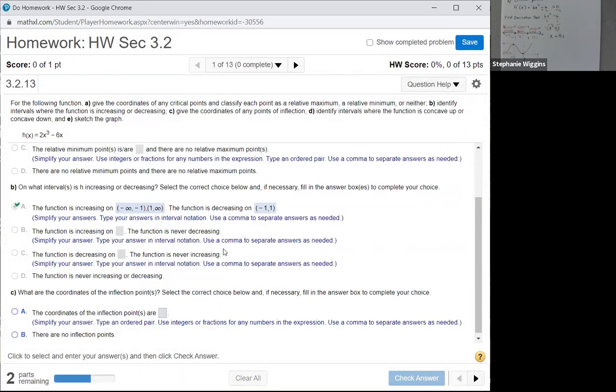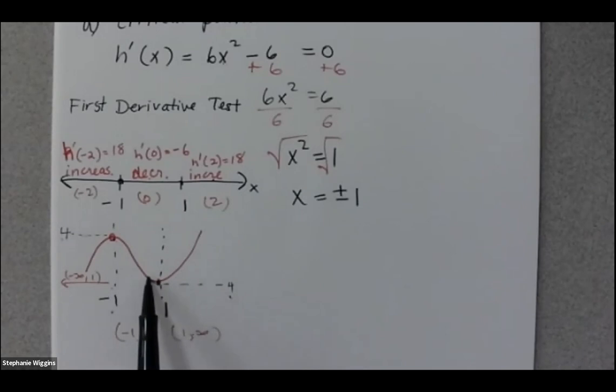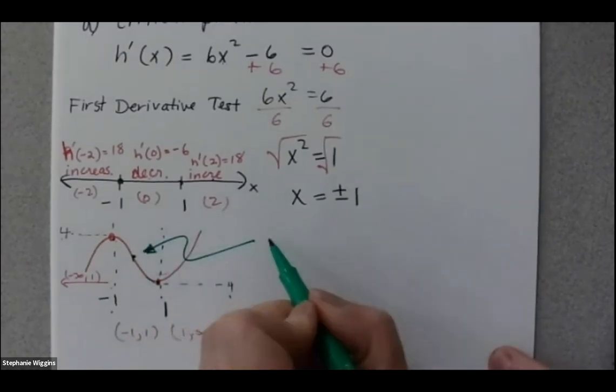Then part C says, what are the coordinates of the inflection points? Now, concavity has to do with the second derivative. Concavity tells us, is it opening up or down? So if you look at this picture here, because this is kind of shaped, bending downward like a frown, this is concave down. And then on the right here, it's like a smile, so it's concave up. And at this point right here, this is called an inflection point because the concavity is changing. It's down and then it's up. So right at that point, it's changing. That's called an inflection point.